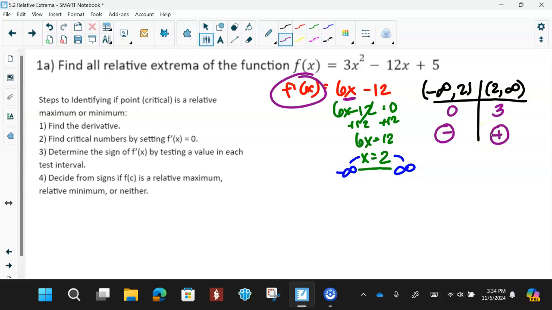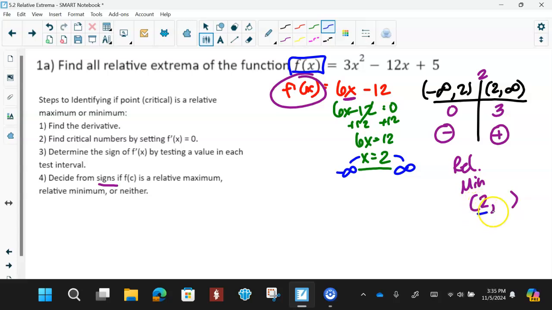So now from the signs, we're able to identify if this is a minimum or maximum. If we're decreasing then increasing, we have a relative minimum at the x value of 2, the critical number. Now we need to identify where this relative minimum is, which means we do need to go back to our original function, because this is the graph we're looking at. Where is the minimum value of this graph here?